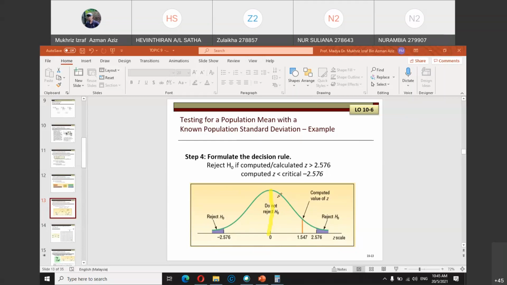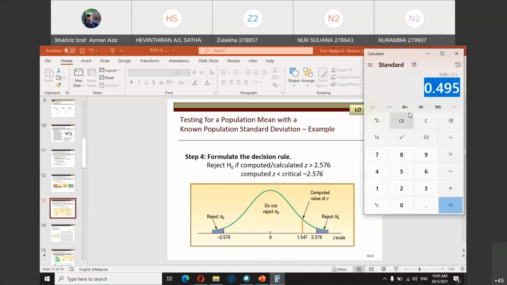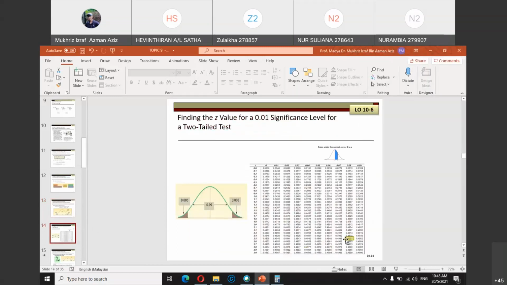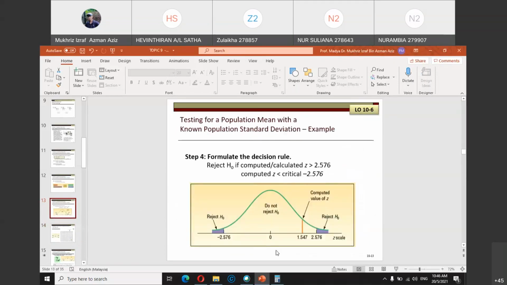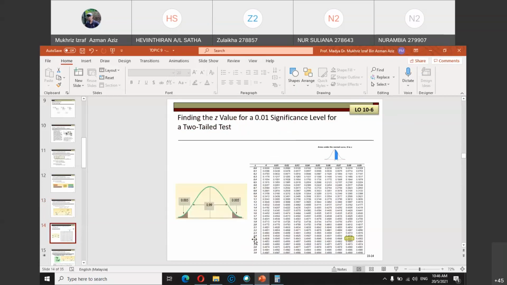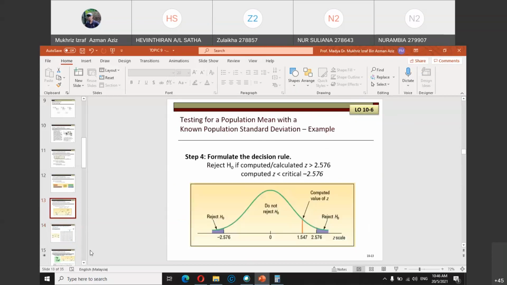So when you cut the graph into half, 0.99 divided by 2 gives you 0.495, which I showed just now. So the area here will be 0.495. To determine the critical value, go to the Z table, find 0.495, and you will find the value to be 2.58. Sorry, not 2.68, 2.58. Of course, the book used 2.576, but you can just put 2.58.